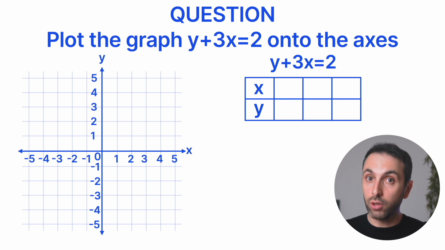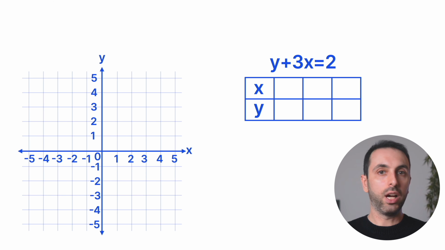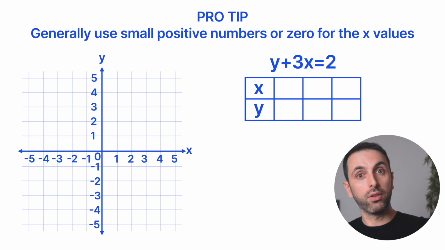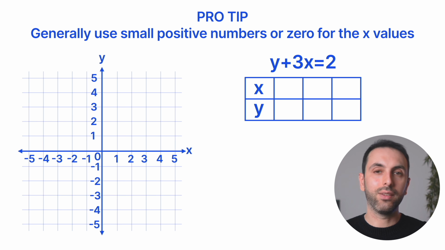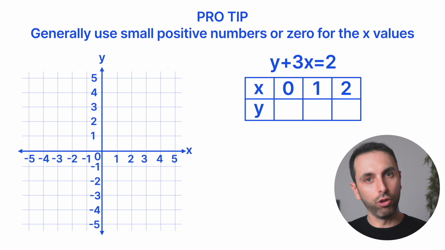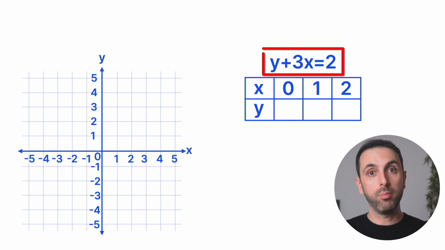But how are we supposed to know what values to use? We could use whatever values of x we wanted. However, typically I like to choose small positive whole numbers or 0 as it just makes calculations a bit easier. Let's go for 0, 1 and 2 respectively. Notice that this time we don't have y as the subject.